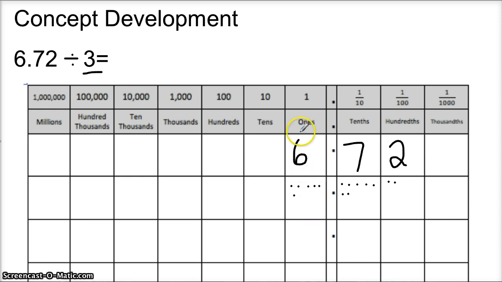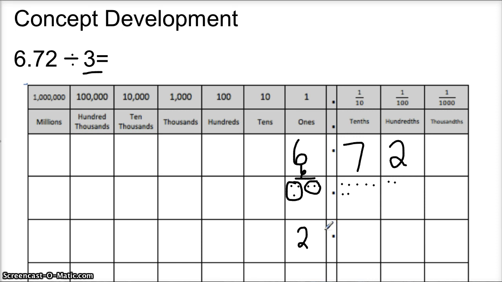So the first thing I'm going to do is start with my largest number. 6 divided by 3. How many times does 3 go into 6? 6 divided by 3 equals 2. 2 times 3 equals 6, and 6 minus 6 is 0. On my place value discs, I can visually see that I can make 2 groups with 3 dots in each.